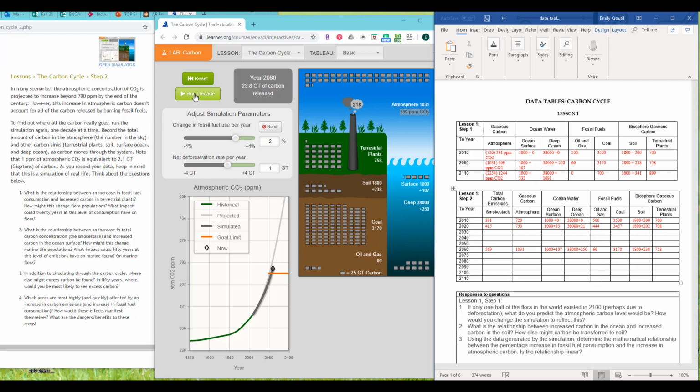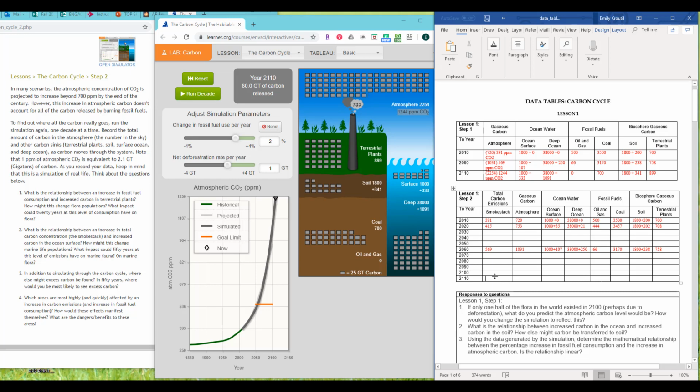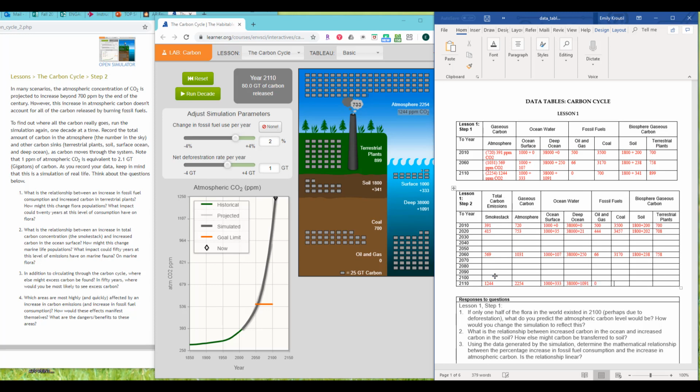And then I'll continue it up to 2100 because we already have that number too. And again, you guys will just record your data for every 10 years. Okay.